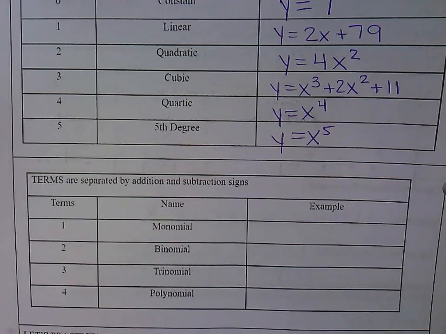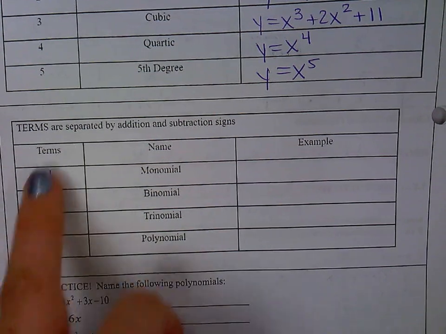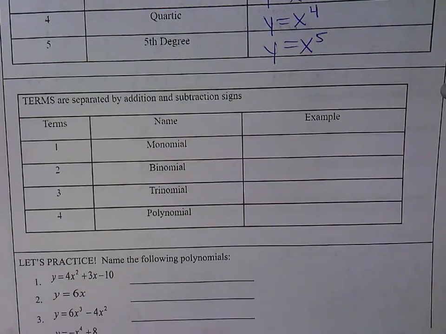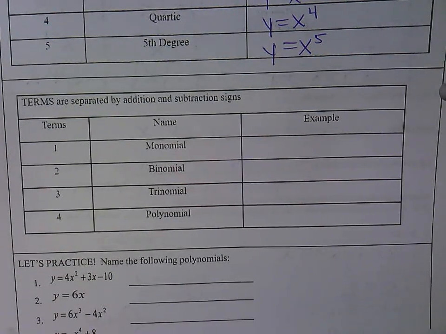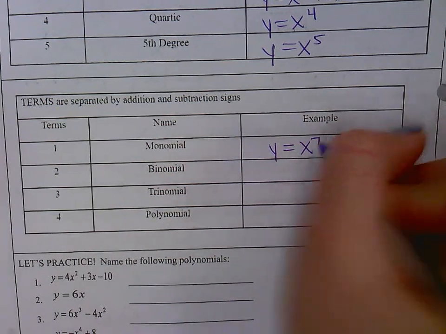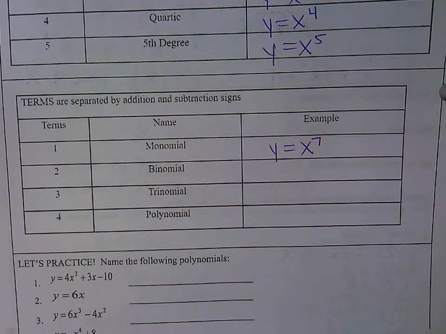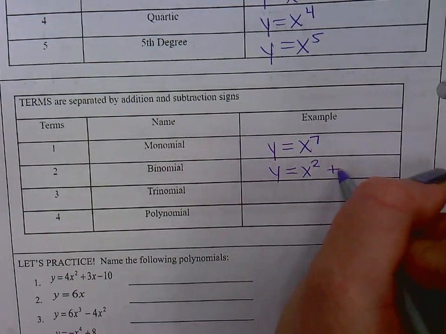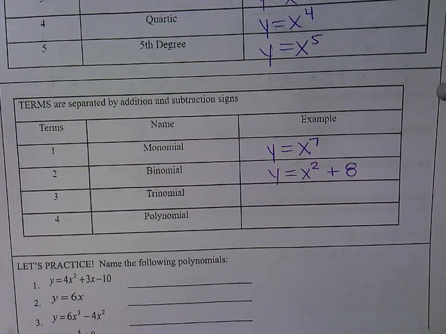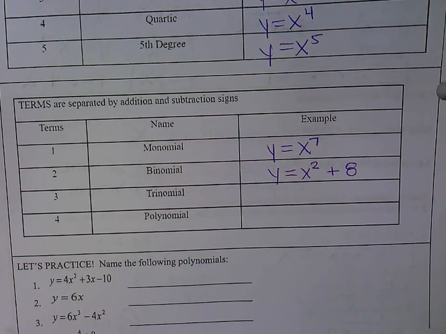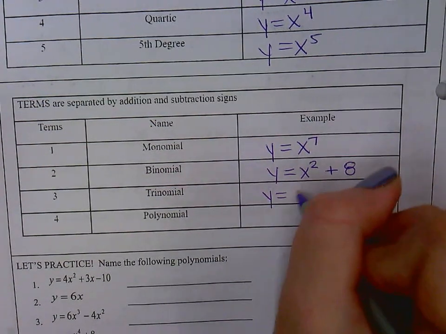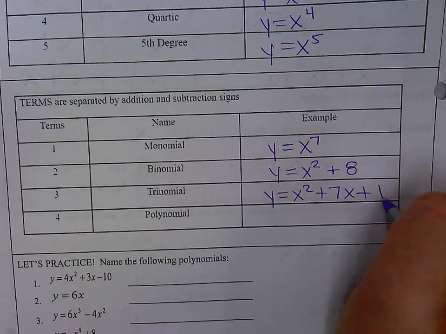Okay, so part 2 of their name is how many terms there are. A term is separated by addition and subtraction signs. So a monomial has one term. y equals x to the 7th is considered a monomial. One term. A binomial, y equals x squared plus 8. That has two terms. 1, 2. What does a trinomial have? What does a tricycle have? 3 wheels. A trinomial has 3 terms. y equals x squared plus 7x plus 1 is a trinomial.